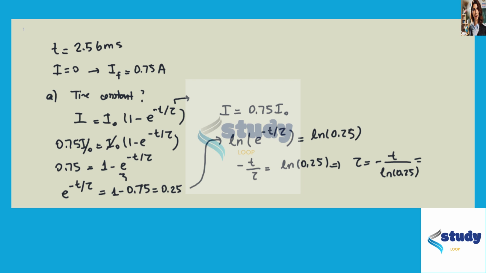Again, the time given to us is 2.56 times 10 to the power negative 3 seconds over ln of 0.25. Then we find tau to be 1.85 times 10 to the power negative 3 seconds. Now, this was the answer to part A.